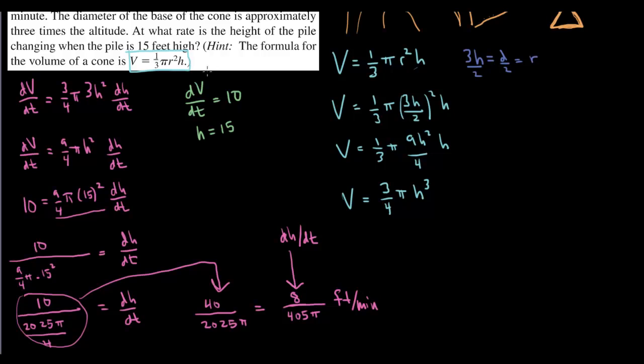But the volume is not changing very fast. The volume is only changing at 10 cubic feet per minute. So the volume is not changing very fast. So the sand is piling on at a pretty low rate.